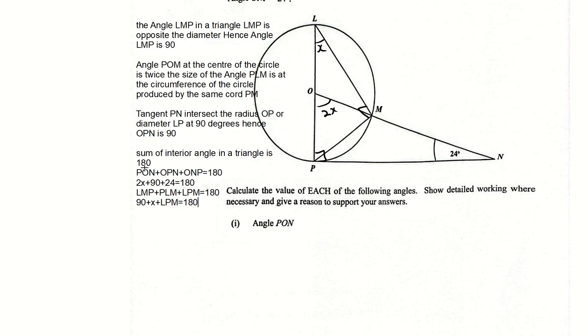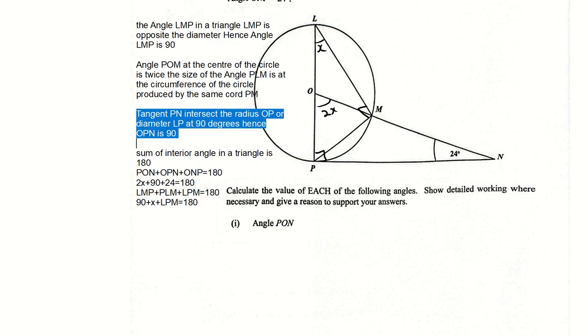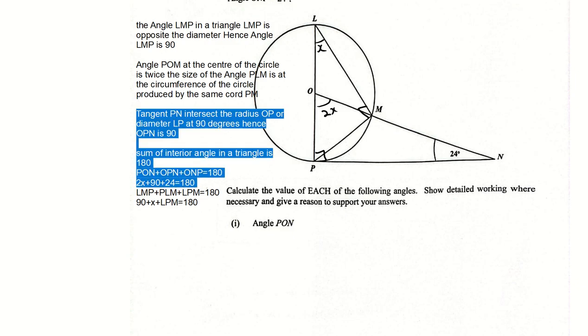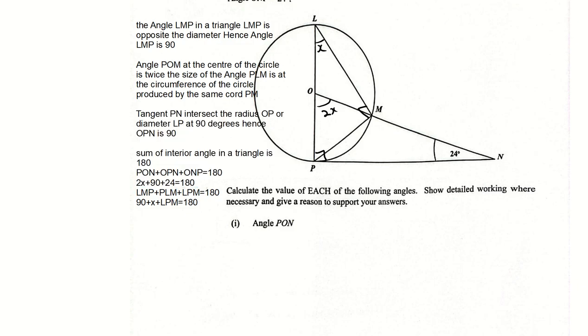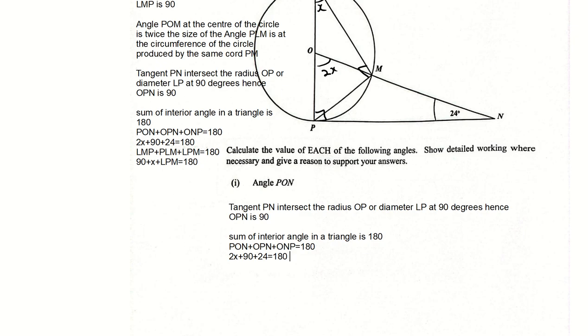What else do we know about that? We also know that the tangent PN intersects the radius. So therefore this angle here is 90. This is what was needed to find PON, right? So I will just copy and paste it. Right now, obviously, you don't have to do this, right? You cannot copy and paste. But I like to place all the rules so I can see it clearly rather than just start.